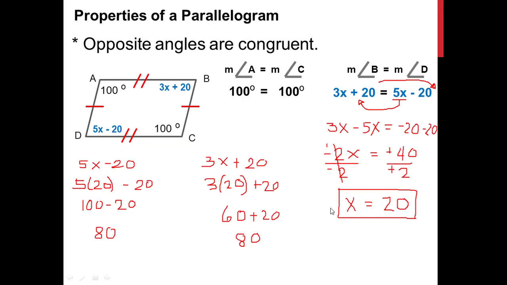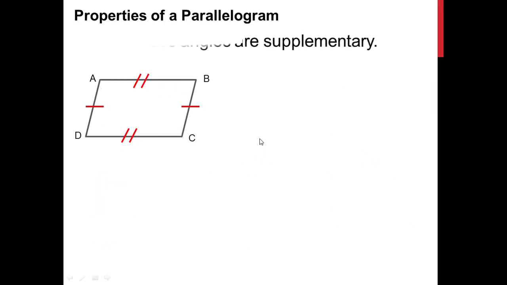Now let's proceed to the third property of the parallelogram, which is consecutive angles are supplementary. Now if you try to look at here, line AB is parallel to line DC. If you can still remember the transversal theory that was discussed to you during your grade 8 year, the parallel lines being cut with a transversal line, which is this one.